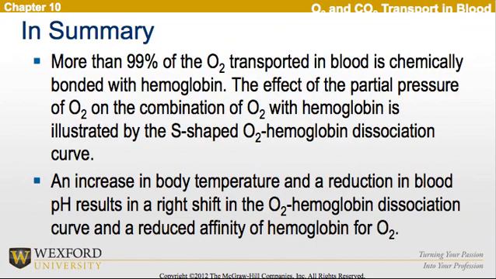In summary, more than 99% of the oxygen transported in the blood is chemically bound to the hemoglobin. The effect of the partial pressure of oxygen on the combination of the oxygen with hemoglobin is illustrated by the S-shaped oxygen-hemoglobin dissociation curve. An increase in body temperature and a reduction in the blood pH results in a right shift of the oxygen-hemoglobin dissociation curve and a reduced affinity of hemoglobin for oxygen.